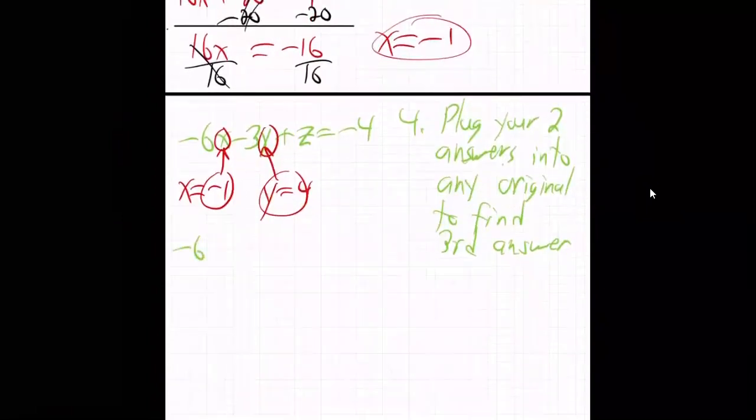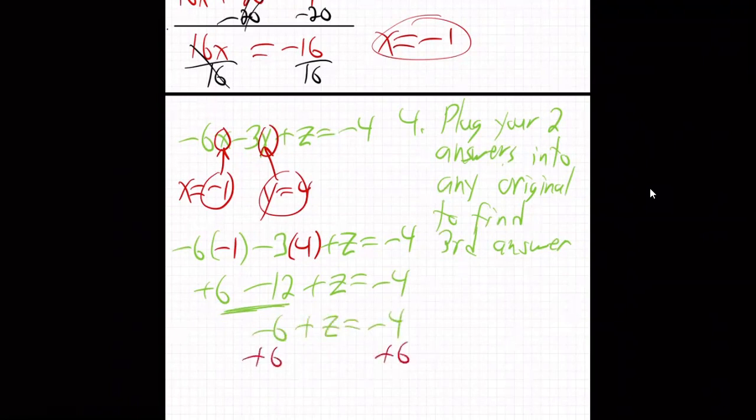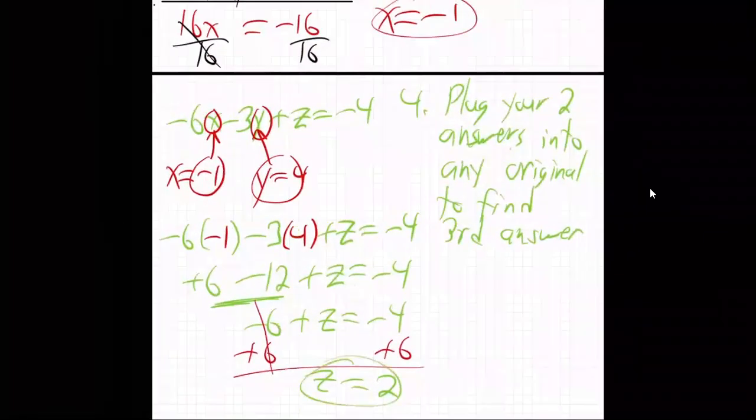So what do I have? Minus 6 times minus 1. Minus 3 times 4 plus z is minus 4. That's plus 6 minus 12 plus z is minus 4. 6 minus 12 is minus 6. And then add 6 to both sides. Z is 2. And there we go.